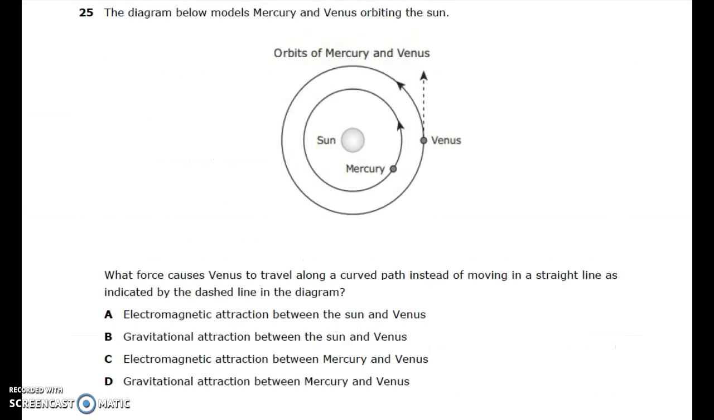Number 25. The diagram below models Mercury and Venus orbiting the Sun. What force causes Venus to travel along a curved path instead of moving in a straight line as indicated by the dashed line in the diagram? A. Electromagnetic attraction between the Sun and Venus. B. Gravitational attraction between the Sun and Venus. C. Electromagnetic attraction between Mercury and Venus. Or D. Gravitational attraction between Mercury and Venus.